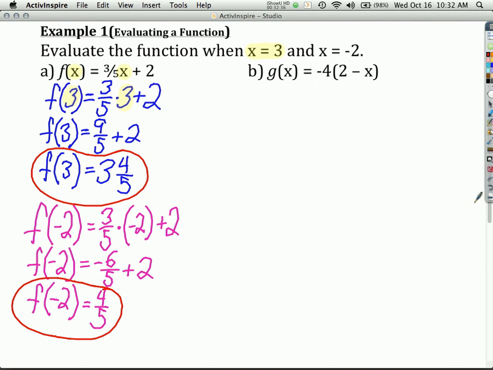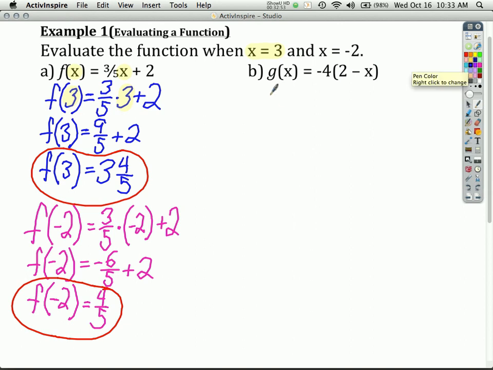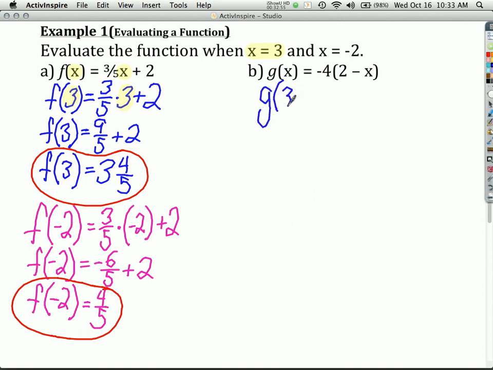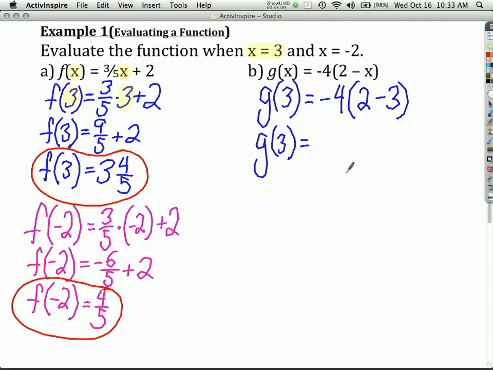All right, part B, it's more of the same. It's just a different function. The function g. G of x is -4 times the quantity 2 minus x. And we are asked to evaluate it with these values. So, g of 3 equals -4 times 2 minus 3. This is even easier. It's just all mental math at this point. G of 3 equals what?